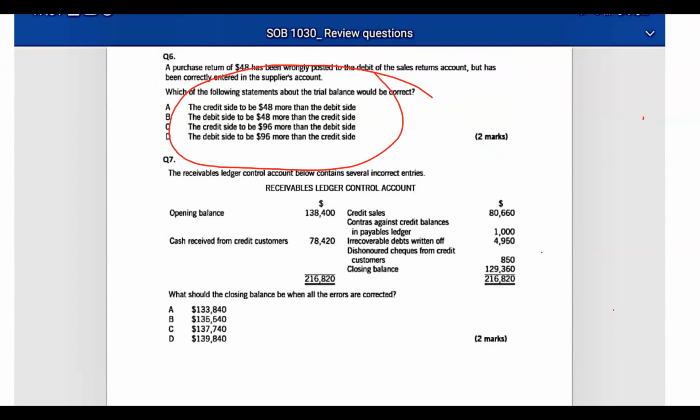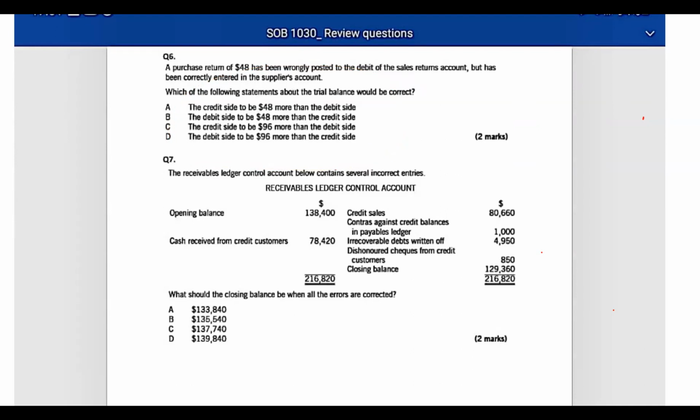Is that clear with everyone? I have no other explanation. Is that clear? You know how you cancel the errors, right? Just from those basics of accounting errors.